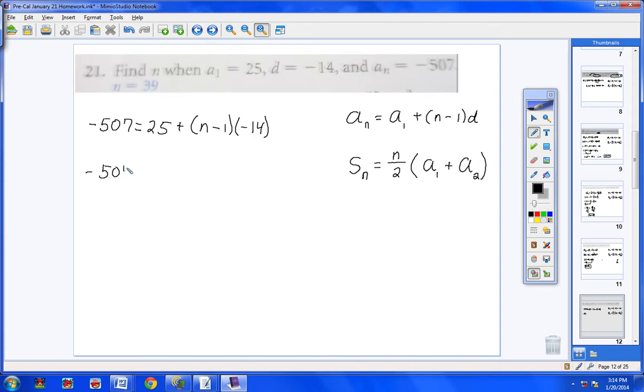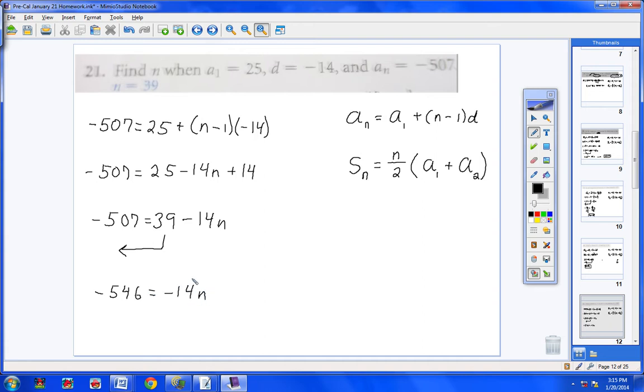Negative 507 equals 25. Now be careful here. Negative 14 times n is a negative 14n. And a negative 14 times a negative 1 is a positive 14. Now combine these two like terms right here. 25 plus 14 is 39. So we have negative 507 equals 39 minus 14n. Now bring the 39 over, and when you do, make it a negative 39. And you'll have a negative 546. Negative 507 minus 39 more is negative 546 equals negative 14n.